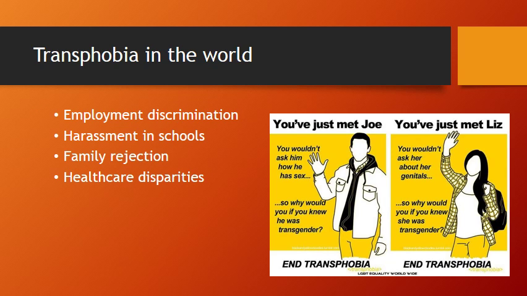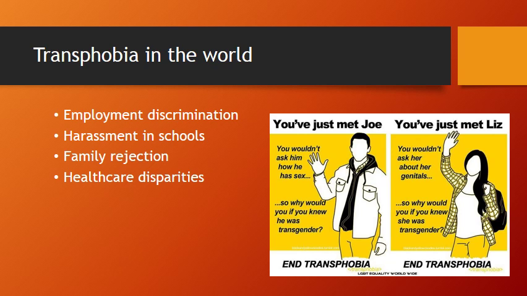So I just wanted to quickly talk about transphobia in the world because it's a thing that impacts within our schools as well. So there's employment discrimination, harassment in schools, family rejection, healthcare disparities. And I just love this little image, because when people find out that people are trans, people assume they know who's trans and who isn't by looking at them, which is generally not accurate, right? Whether you're saying it to be supportive or to be transphobic, it's just generally wrong.